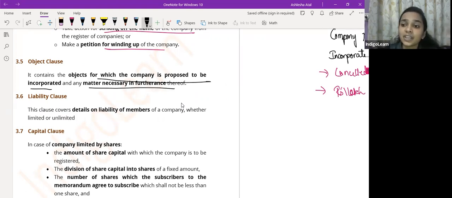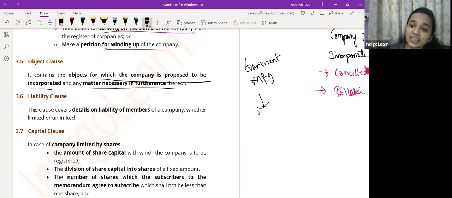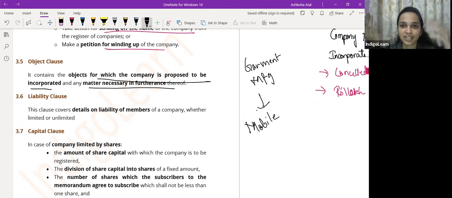तो कंपनी के ऑब्जेक्ट क्लॉज में अगर लिखा हुआ है कि कंपनी गारमेंट मैन्युफैक्चरिंग बिजनेस करेगी, but this company is selling mobile phones. गारमेंट मैन्युफैक्चरिंग और मोबाइल फोन्स में is there any correlation, is there any connection between these two businesses? Where is garment manufacturing and where is selling mobile phones connected? There's nowhere connected. तो क्या वो कंपनी मोबाइल फोन्स बेच सकती है? नहीं बेच सकती.